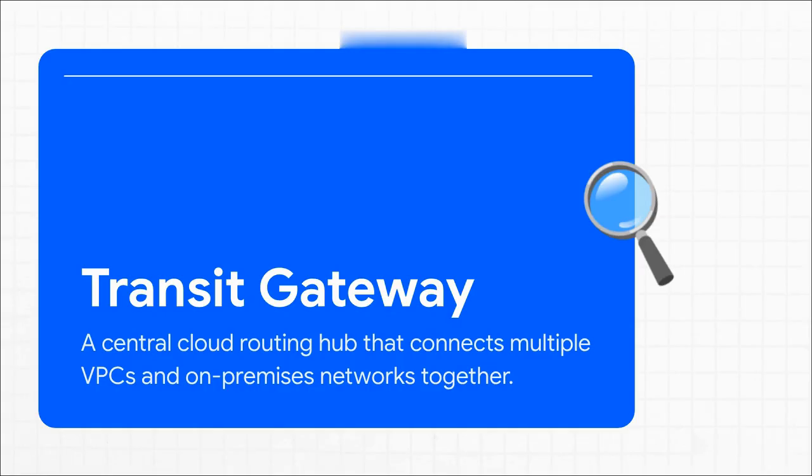Think of it this way. Instead of building individual point-to-point roads between every single neighborhood in a massive, sprawling city, the transit gateway acts as your giant central highway interchange. All traffic flows through this one central point, which makes routing exponentially easier to manage and govern.